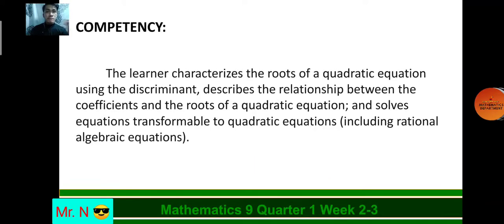Competency: the learner characterizes the roots of a quadratic equation using the discriminant, describes the relationship between the coefficients and the roots of a quadratic equation, and solves equations transformable to quadratic equations, including rational algebraic equations.